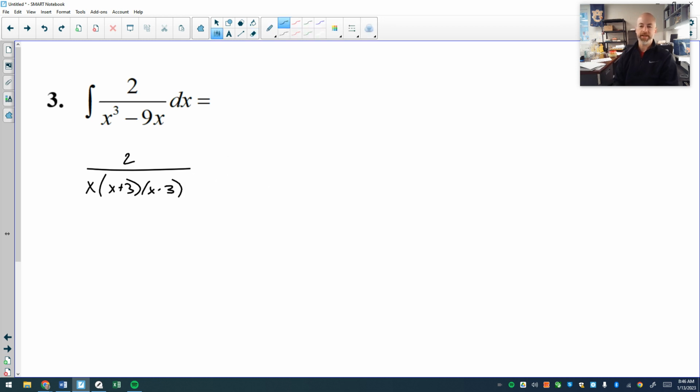And I will partially fractally decompose this. Just a little tip, whatever the degree is of your denominator tells you how many letters you will solve for in your partial fractions. So since this is x cubed, I know I will need an a, b, and a c, and that is pretty easy to see how that happens because I have an x plus 3, and an x minus 3. So I'm going to set that up. A over x plus b over x plus 3 plus c over x minus 3. And now we will use the Heaviside method.